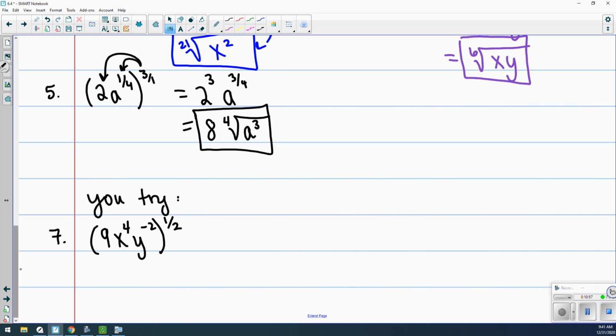And then the last one for you to try, number 8, 3 x to the 1/2 times 4 x to the 2/3. This one, number 8, would be a good one for you to use your graphing calculator app on, or use the calculator to do that fraction work for you. Okay, good work. See you tomorrow.